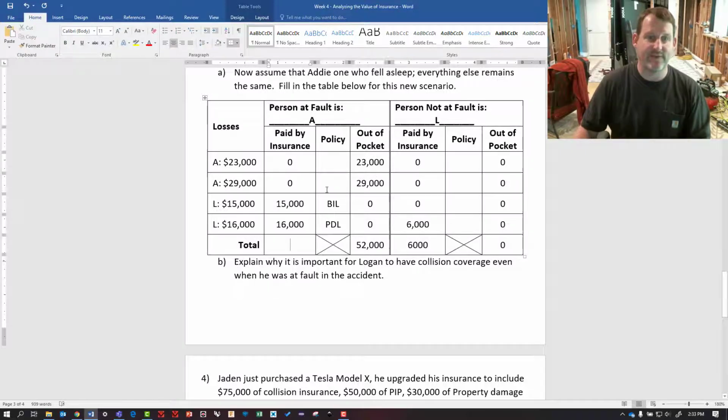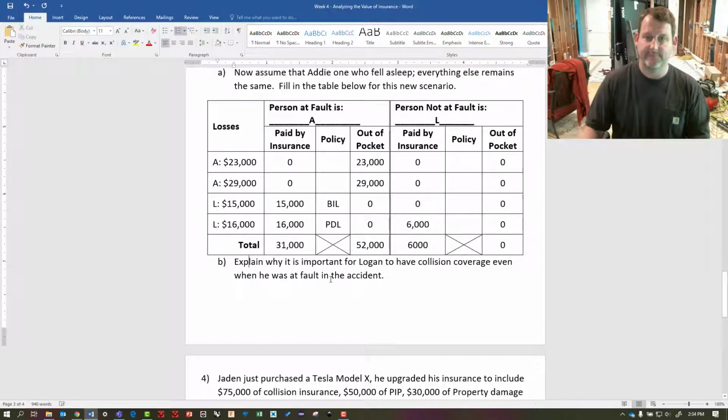This is why if you have an expensive vehicle, you need to have some kind of collision coverage to help cover in case you're determined to be at fault. And the insurance company is going to pay $31,000. All right.